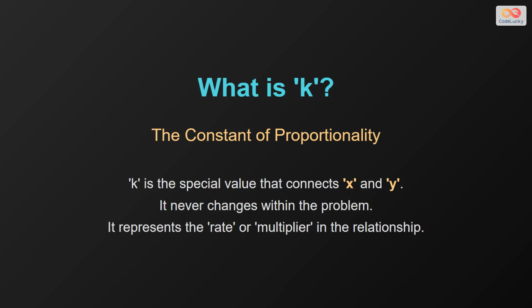K is known as the constant of proportionality. Think of it as a special number that defines the relationship between x and y. For any given direct variation problem, k remains unchanged. It acts as the rate or the multiplier.